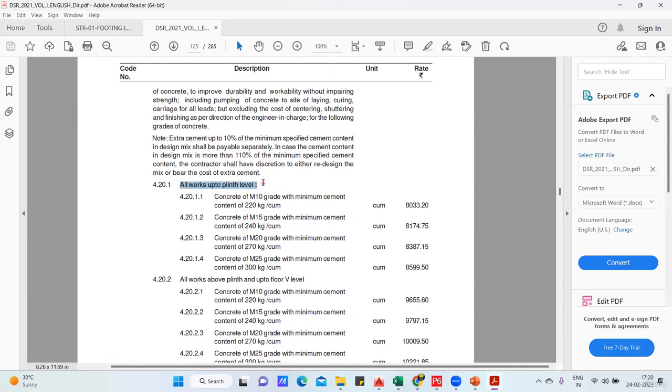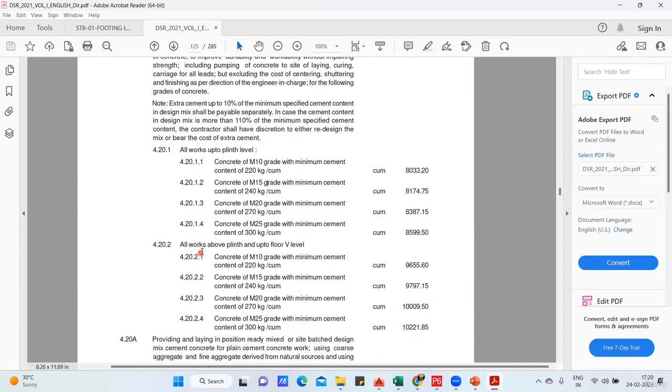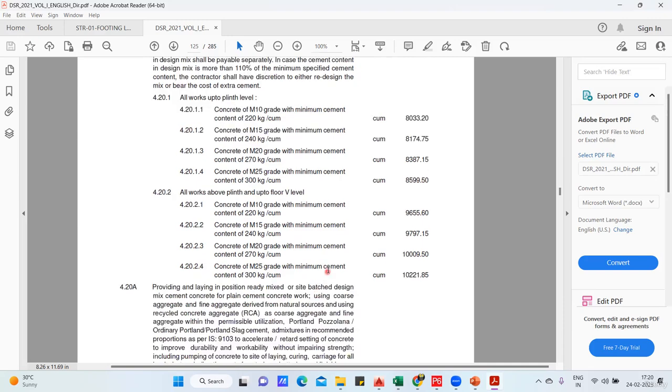All works up to the plinth level: if you are doing M10 grade, then this is the cost. M15, this is the cost. M20, this is the cost. M25, this is the cost. For all the floors above the plinth level, if you are doing up to the 5th floor, then this rate you are supposed to take. You're getting my point? Based on that, you're going to prepare your BOQ.